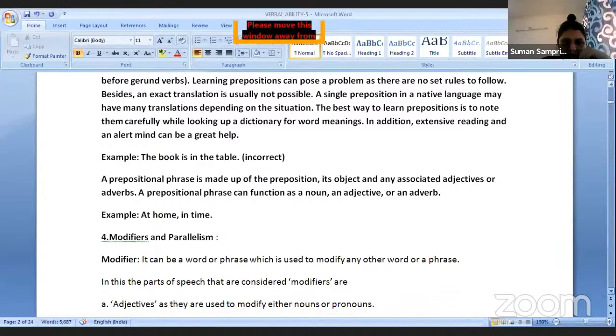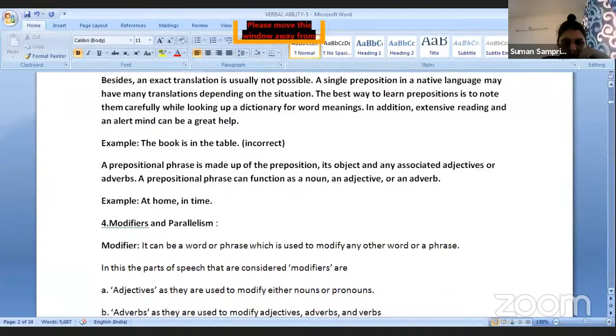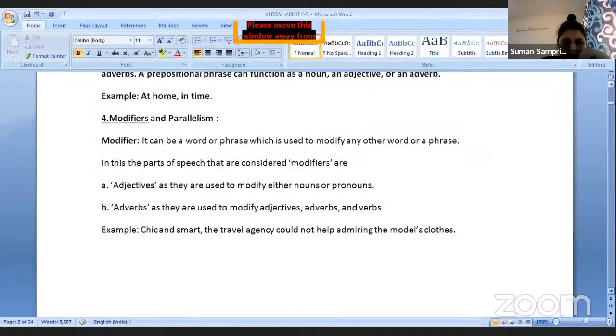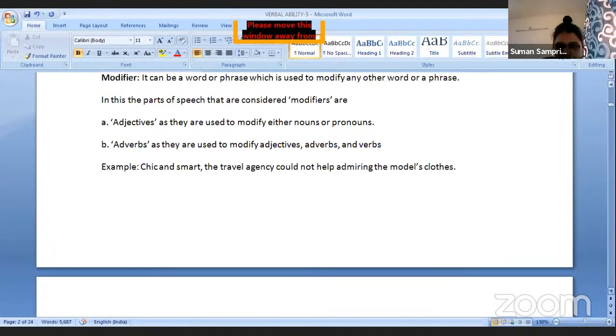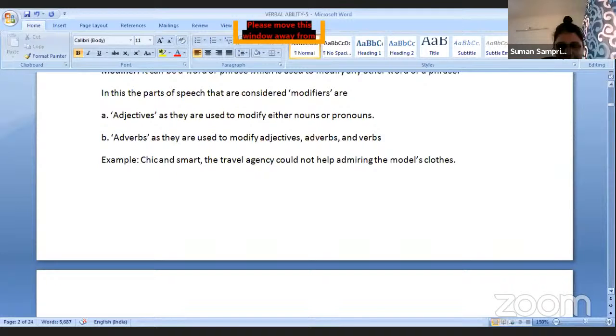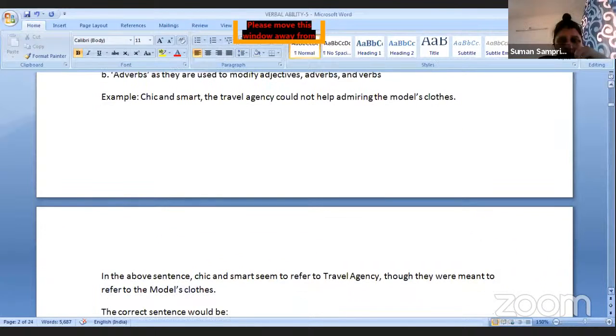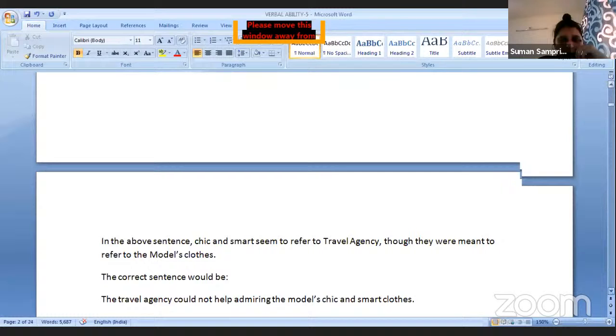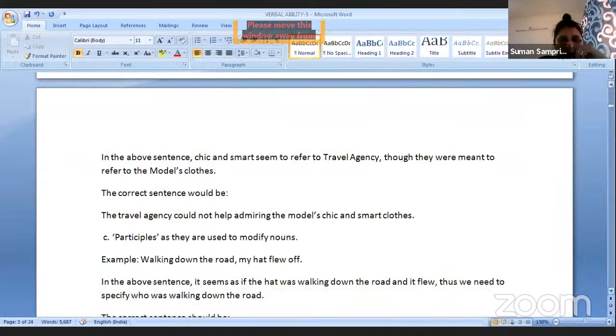Then next thing is modifiers and parallelism. The fourth one is modifiers and parallelism. So a modifier can be a word or a phrase which is used to modify any other word or phrase. The parts of speech that are considered modifiers are adjectives and adverbs. So like this: chic and smart, the travel agency could not help admiring the model's clothes. Now, this sentence is unclear whether we are talking about the travel agency or the model's clothes. Okay. So here we need to make some change. The correct sentence would be: the travel agency could not help admiring the model's chic and smart clothes.